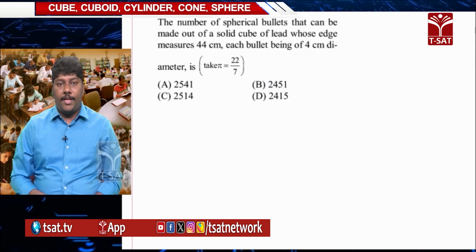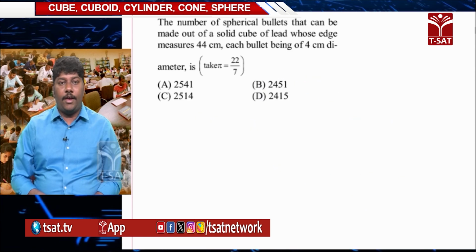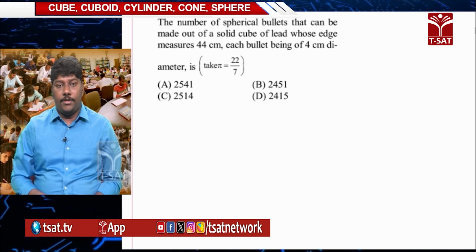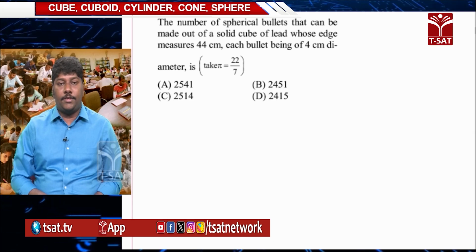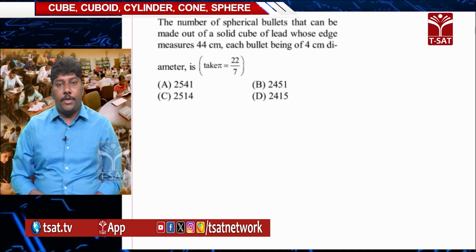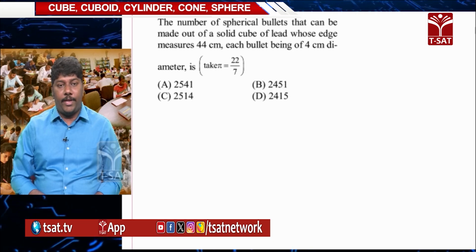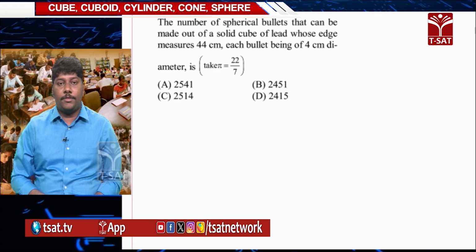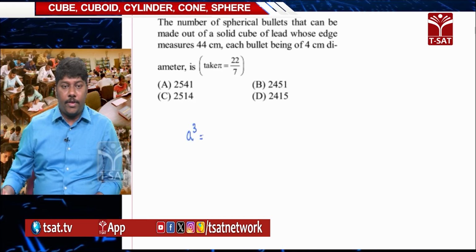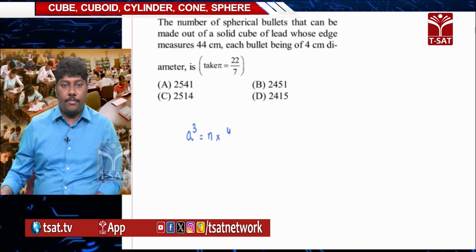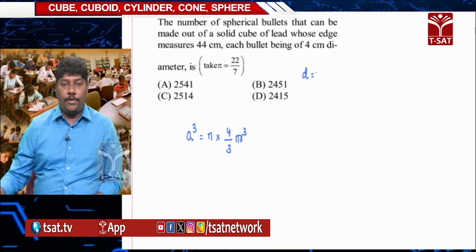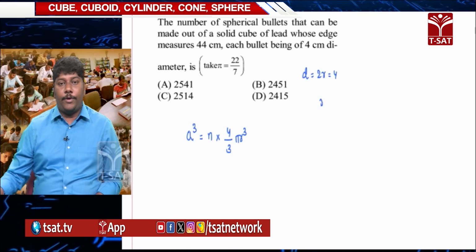Look at this question. The number of spherical bullets that can be made out of a solid cube of lead whose edge measures 44 centimeters, each bullet being 4 centimeters diameter, is, take pi value equal to 22 by 7. So, you have to melt a solid cube and form some bullets. So, cube volume is equal to n into the volume of the sphere. Here diameter is given, which is 2r equals 4. Therefore, radius becomes 2.